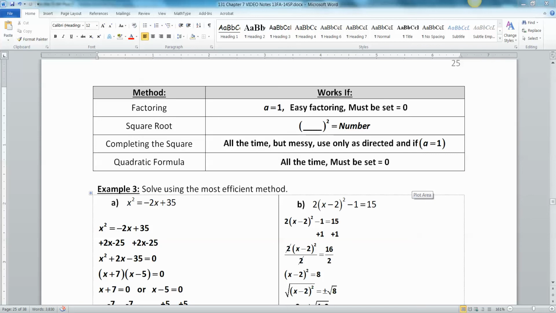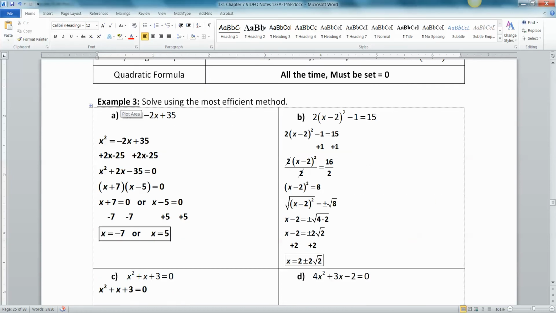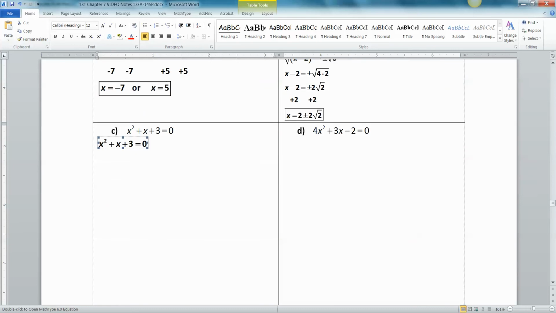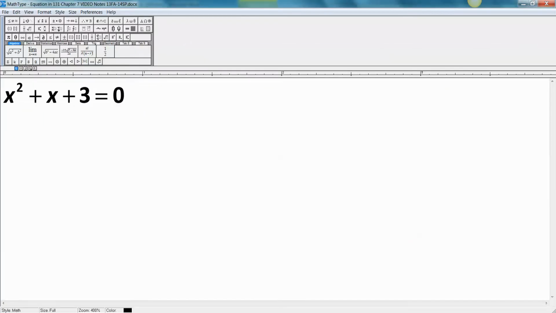So continuing on with our review of the four methods that we have for solving. We have factoring, we've tried that. We did square root, that's right here, taking the square root. And now in this problem, we'll do a review of completing the square, everybody's favorite.